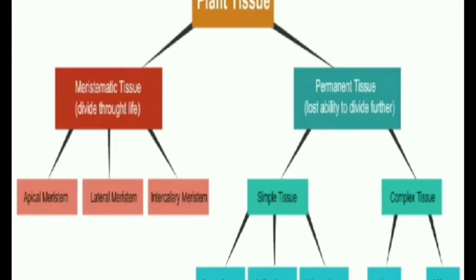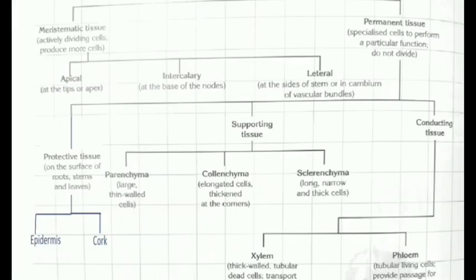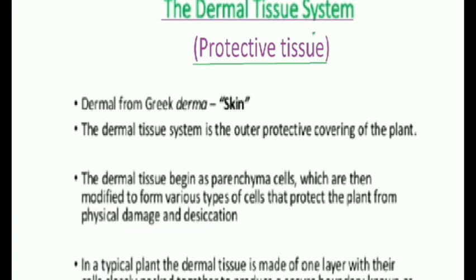Depending upon the type of cells that form the permanent tissues, they are classified as simple permanent tissue and complex permanent tissue. The simple permanent tissue is made up of only one type of cells. Based on their function, they form protective tissue and supporting tissue. The protective tissue is also called the dermal tissue.